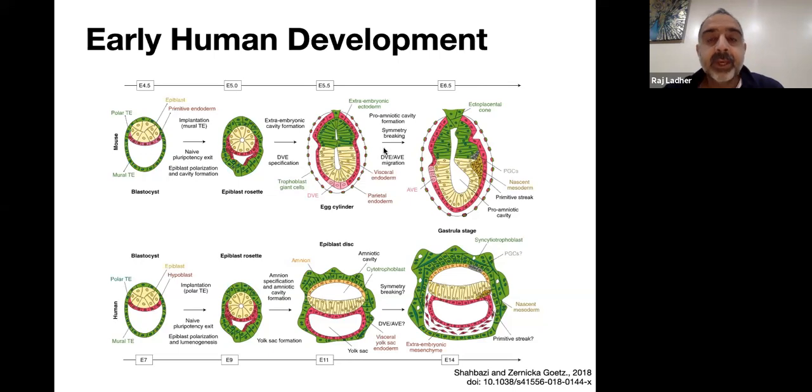And so, in some respects, the mouse is not such a good model for human development. It looks different when it develops. Things like the primordial germ cells are in different places in the mouse than they are in the human, and we have this trophoblast which covers the human embryo.